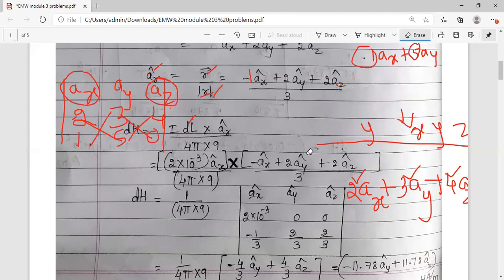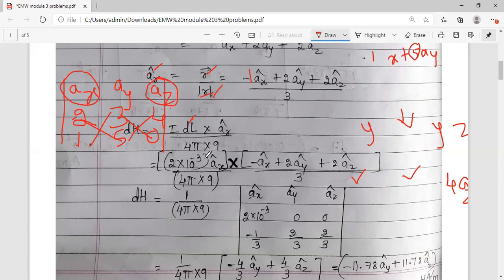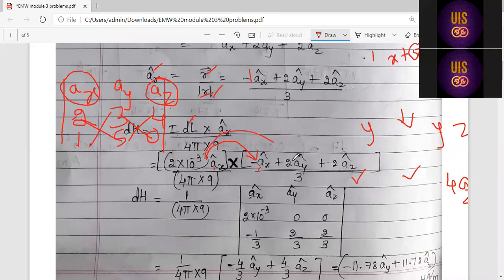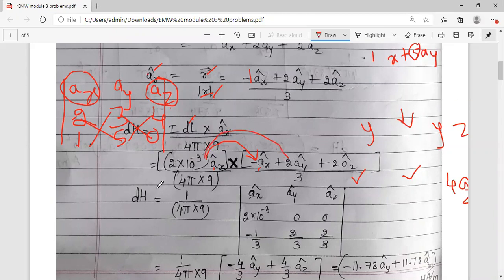So that would be much easier. Otherwise, what you generally do to get the cross product is take this multiplication with this: aX cross aX, the cross product of the same, I cross I, is 0. Then you go for aX cross aY. aX cross aY is the third unit vector aZ. Then aX cross aZ. Like that you do. No issues, you can follow that procedure also. Ultimately, you will get the same answer. This is one easy way to find the cross product. So that's why I'm giving this.